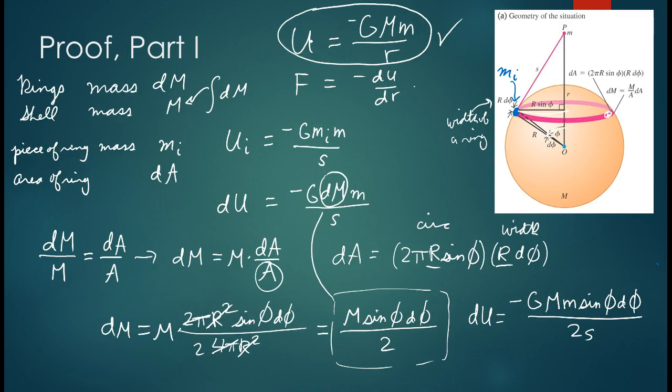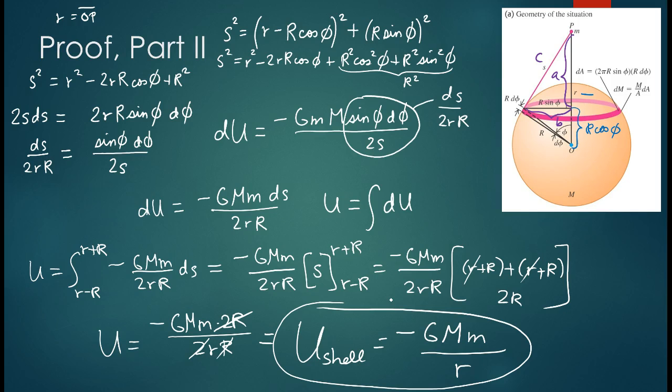We want to show that u is equal to negative g big M little m over r. And if that's the case, then we know that the force is basically g big M little m over r squared, which shows that the force of gravity is concentrated at the center of the shell. And then from here, it's a very easy calculation to add up all of the shells that would be in a sphere, and we're done.